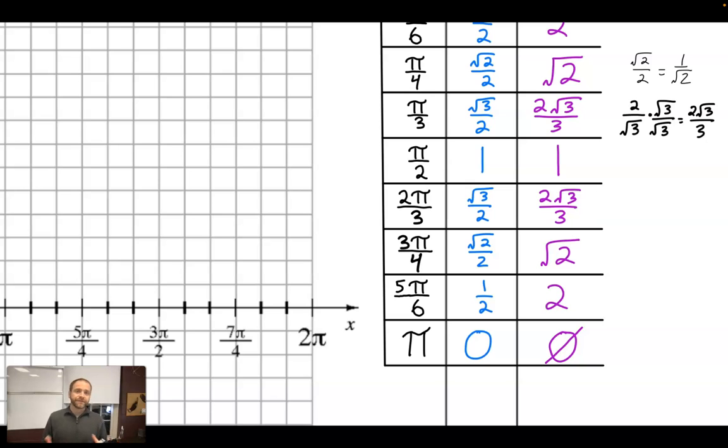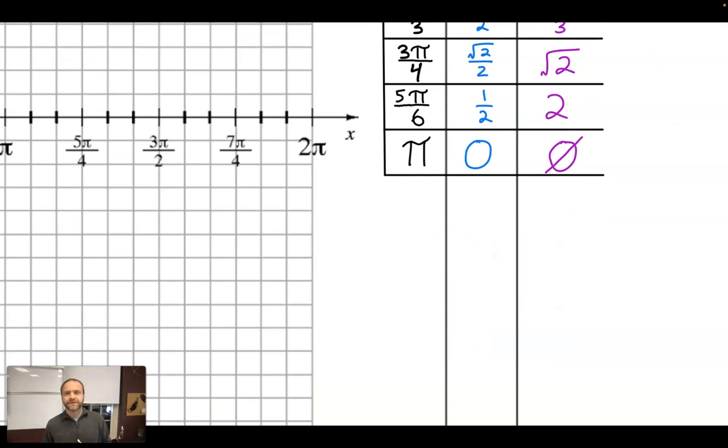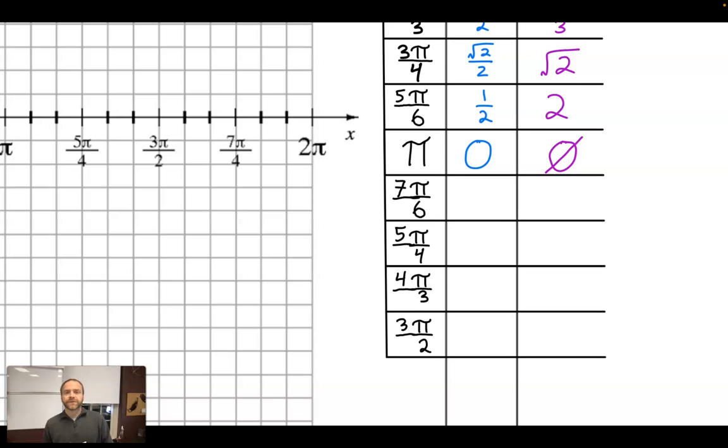Let's go into the third quadrant. So be careful though, because in the third quadrant, we're now dealing with the negative y values. So I'm going to have the same blue numbers, but I'm just going to have some negatives with it. So let's see, 7 pi sixths, probably 5 pi fourths, and probably 4 pi thirds. And then let's do the negative y axes. So 3 pi halves. So if it was positive, it was 1/2. So I'm in the negative, so that's going to be negative 1/2. Fourths was radical 2 over 2. So it's going to be negative radical 2 over 2, and so on.